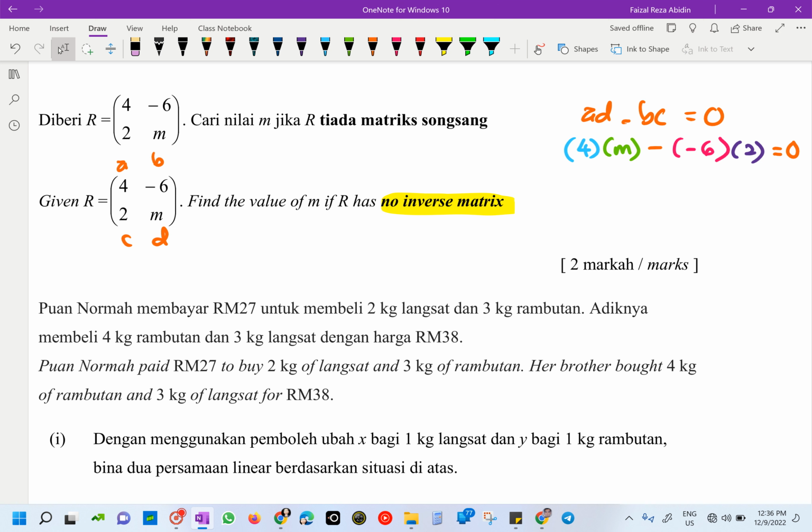Okay. So this one is our linear equation. First thing you are going to have over here, 4 times m is 4m. Negative, negative, positive. So 6 times 2, you're going to get 12, plus 12 lah, kan? Equals to 0. Negatif. So over here, 4m equals to negative 12. m here is going to be negative 3. 2 marks given.